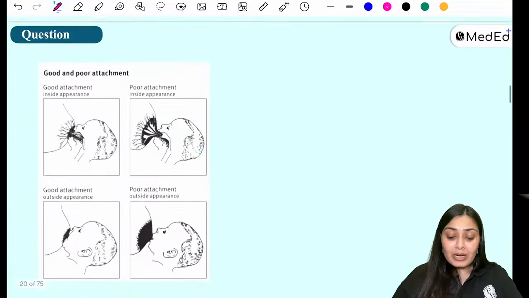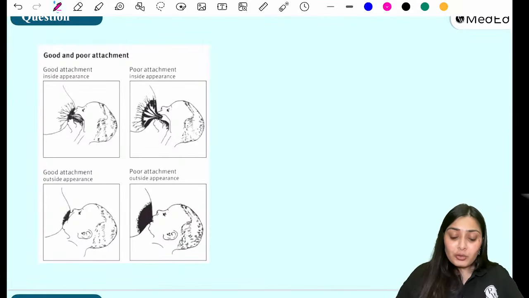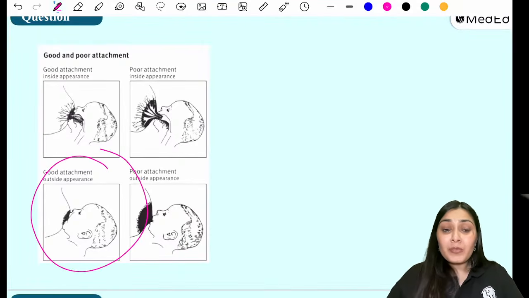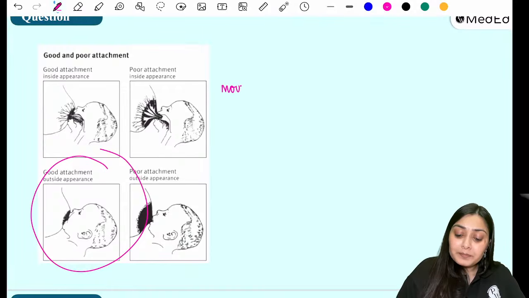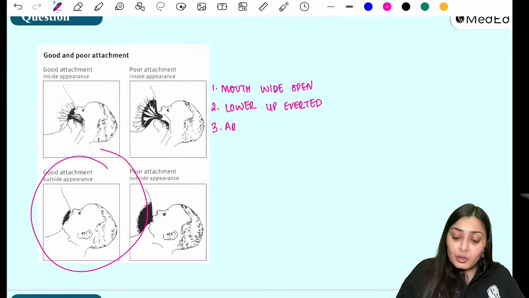So now let's visually understand the good and poor attachment. So look at here the good attachment outside appearance. Baby's mouth is wide open. Look at the lower lip. Lower lip is everted. What about areola? Lower areola is not visible. And last, baby's chin is touching mother's breast.